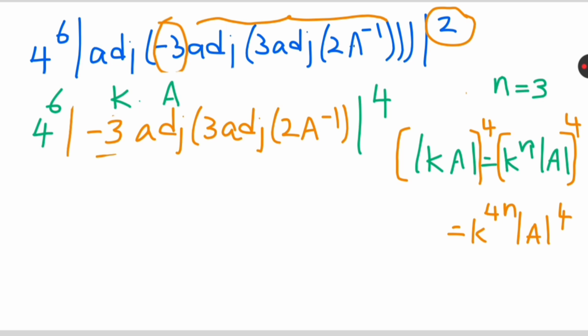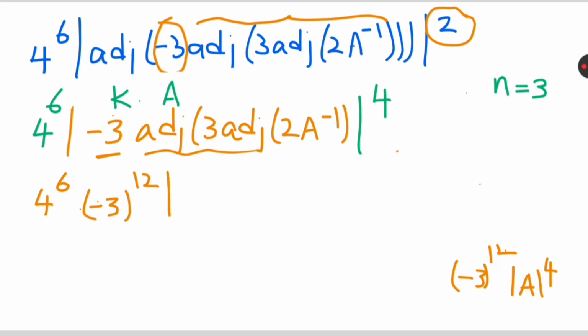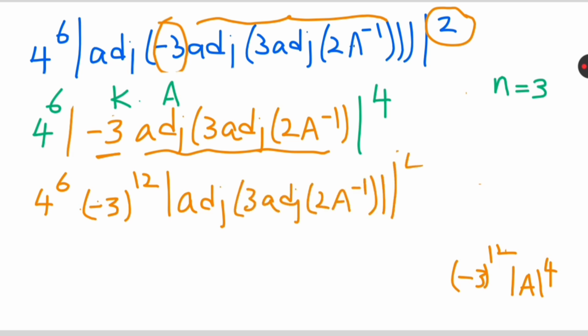So here K is nothing but minus 3. So you have to write minus 3 raised to the power of 4, n value is 3, so then times determinant of A whole raised to the power of 4. So you have to write like this. So here 4 times 3 is nothing but 12. So minus 3 whole raised to the power of 12. So you have to write directly here, minus 3 whole raised to the power of 12. Then determinant of A is nothing but this whole expression. So you just write adjoint of 3 adjoint of 2A inverse whole raised to the power of 4.